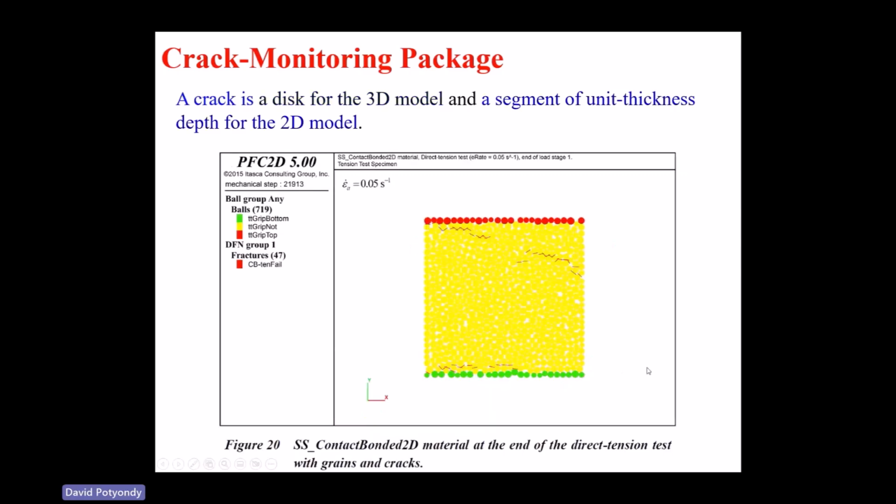This is my 2D model. Same thing, now my cracks are these lines. Contact bond tensile failure, that's what that means.